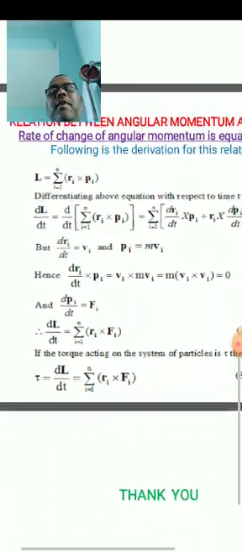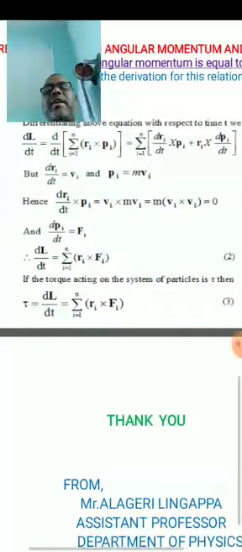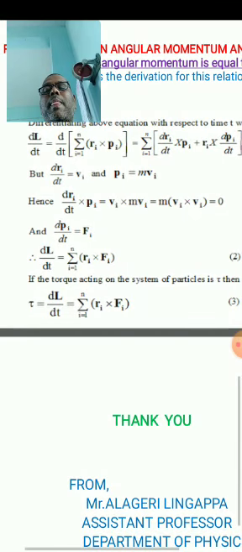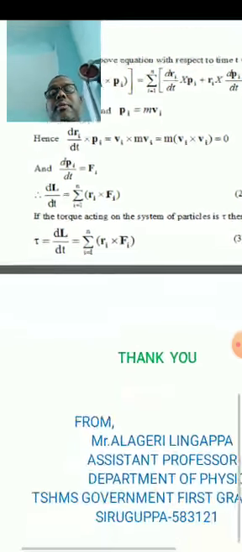If the torque acting on the system of particles is tau, then tau is equal to dL by dt. That means the torque is equal to the rate of change of angular momentum, or the rate of change of angular momentum is equal to torque.